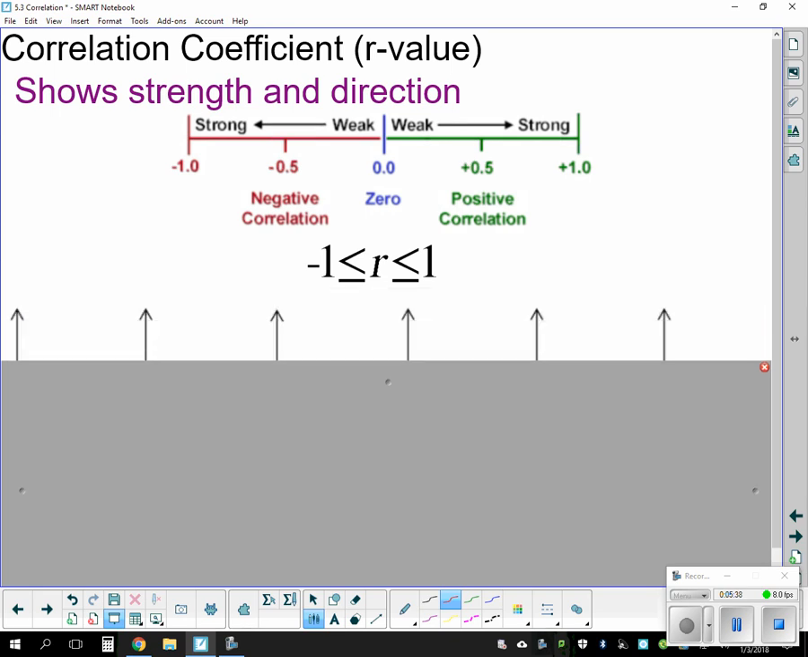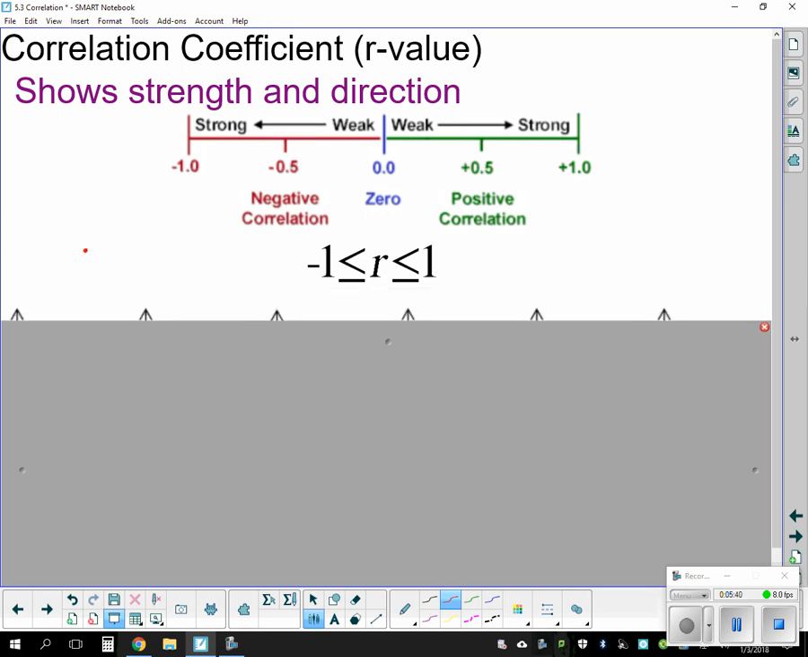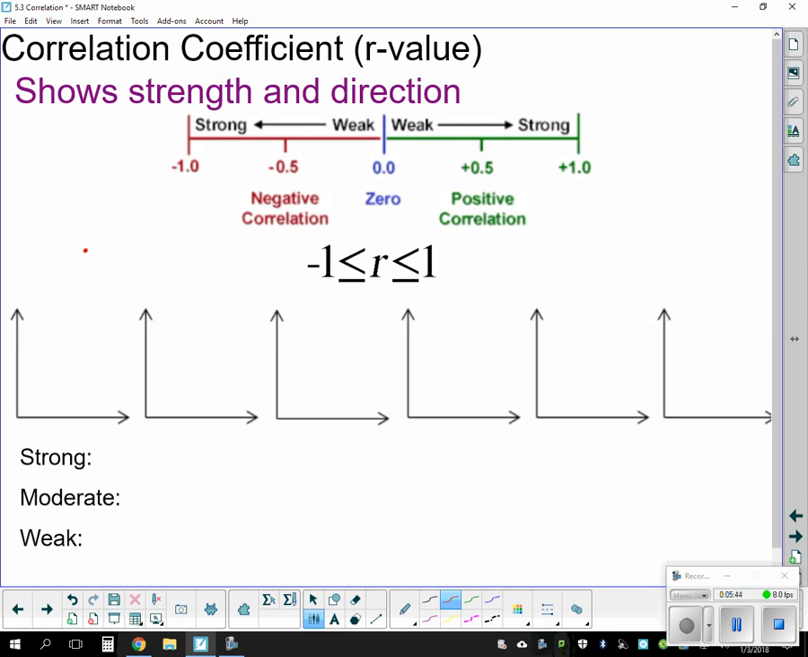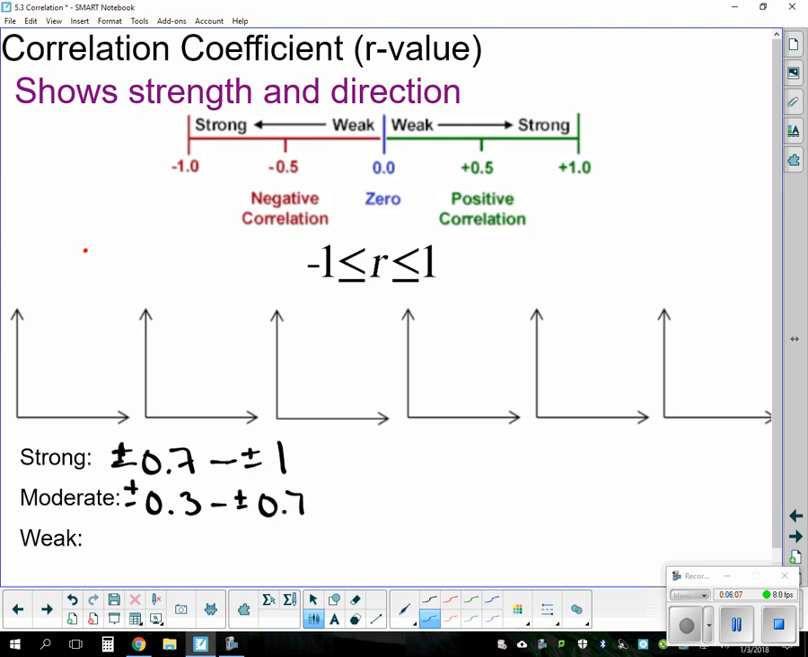Do I have something written here? Over here. Let me get rid of this again. So strong might be anywhere from plus or minus 0.7 to plus or minus 1. That's going to be a strong correlation. It's going to be a moderate correlation if it's plus or minus maybe 0.3 through 0.7.